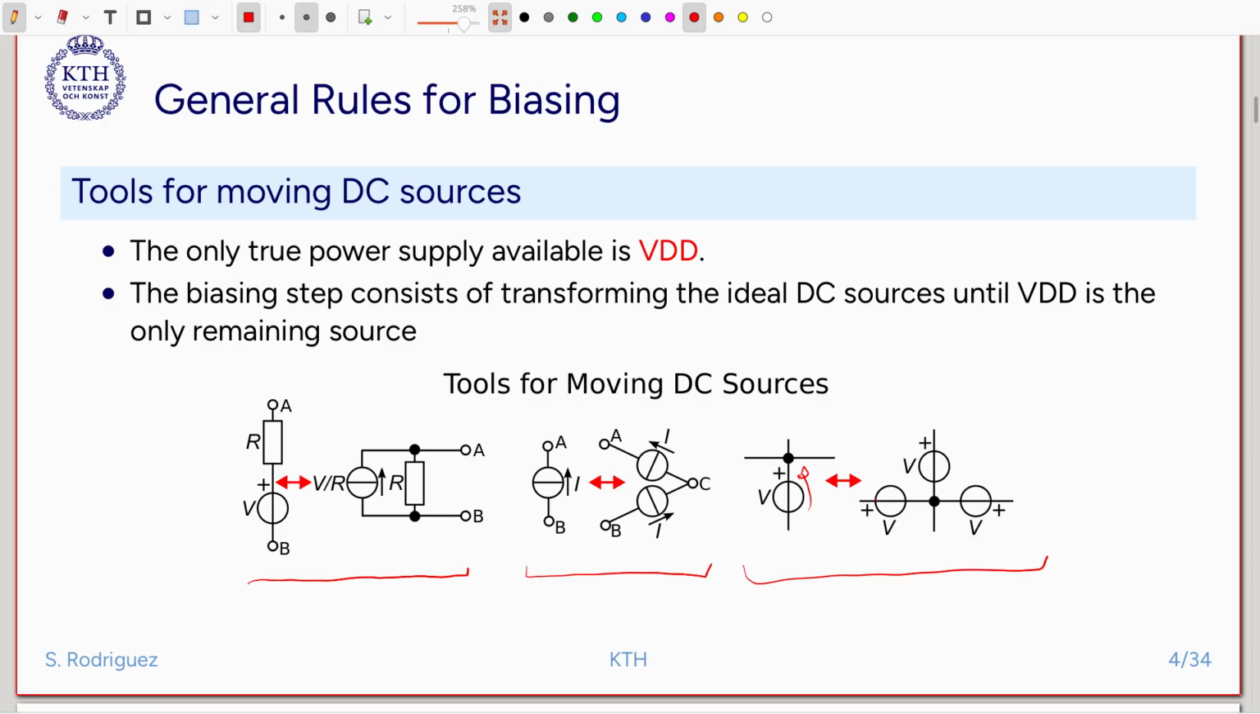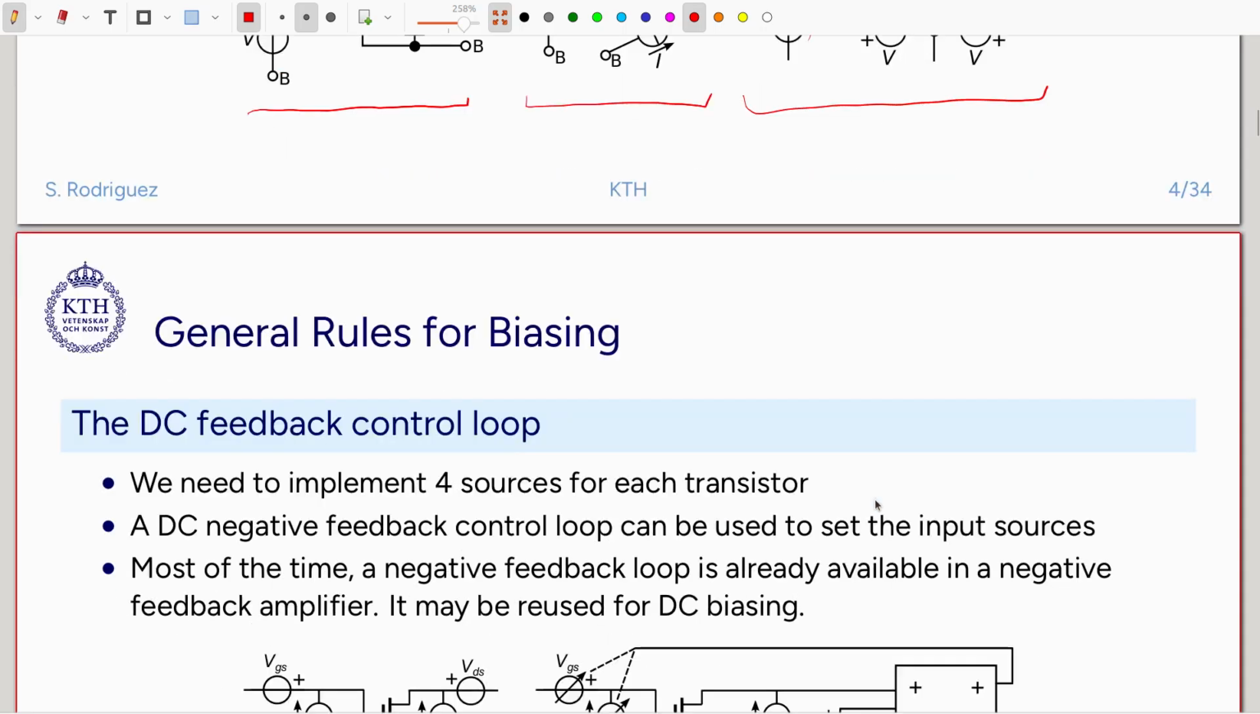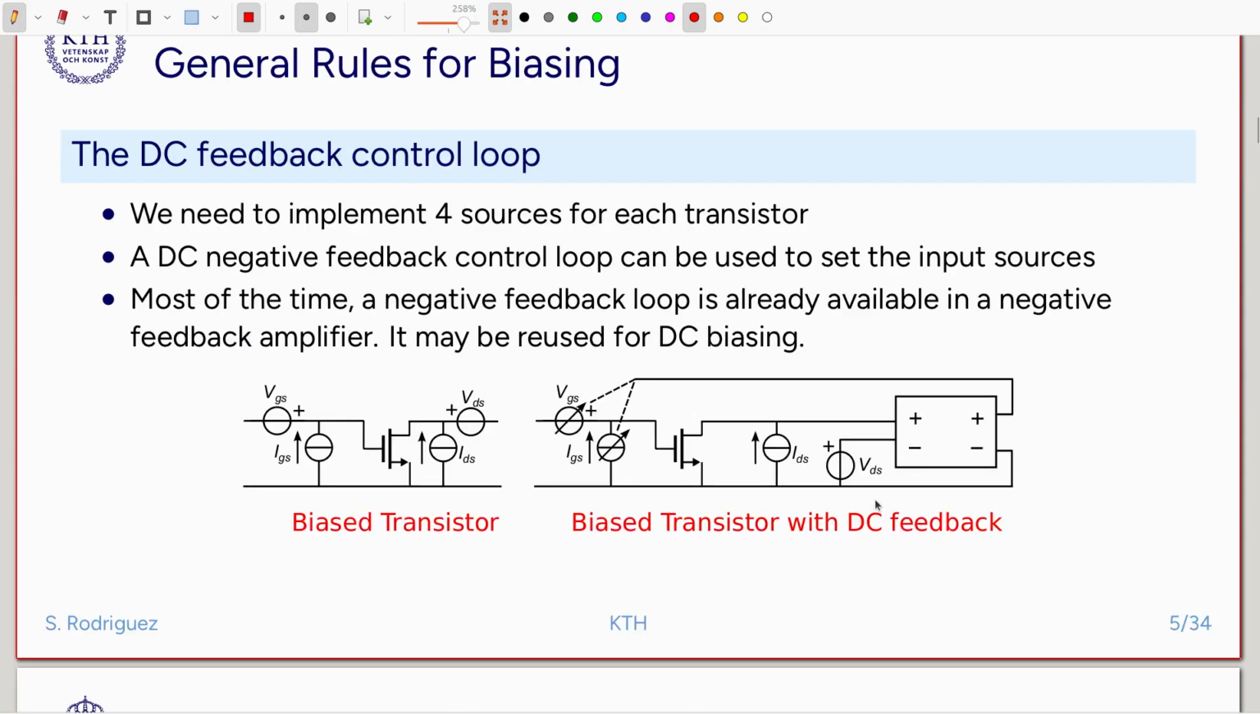These are basically exactly the same tools that we use for input noise calculations. So as I mentioned before, we have four sources in a transistor, and we can simplify our problem by assuming that we have a DC feedback loop that can control the sources at the input.